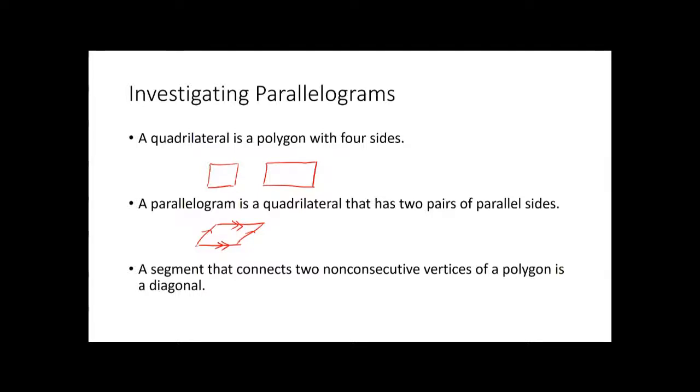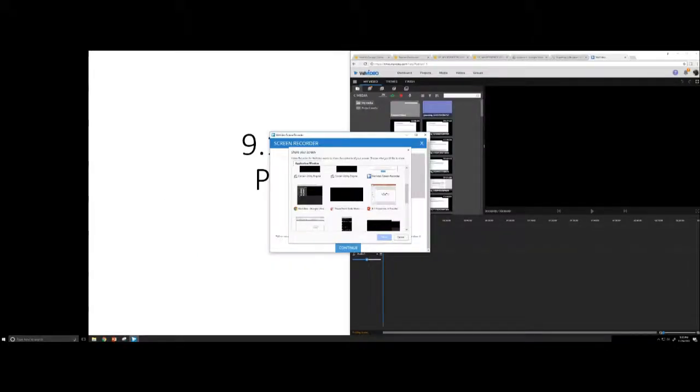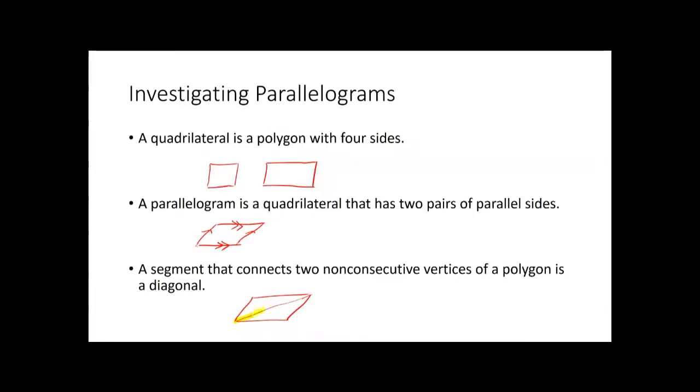All right. Now, a segment that connects two non-consecutive vertices is a diagonal. So here's this angle, and there's this line coming across connecting to that non-consecutive vertex. The diagonal is that line that I just drew right here. That is a diagonal.